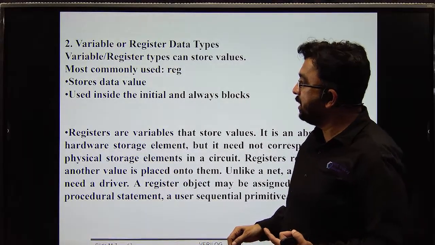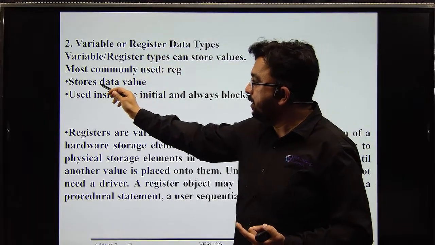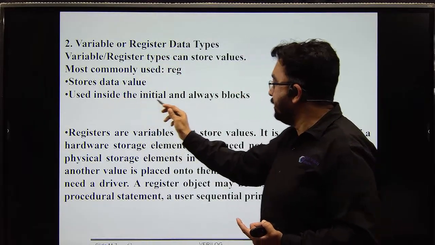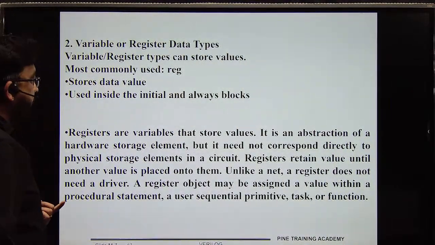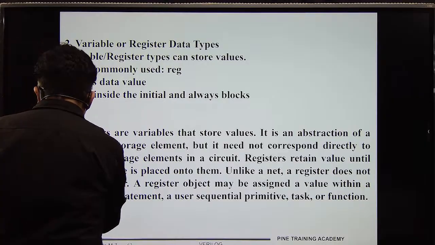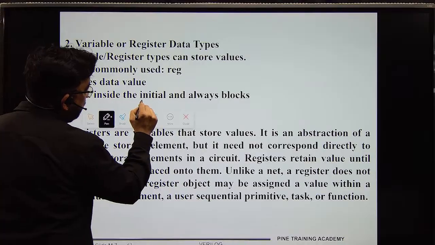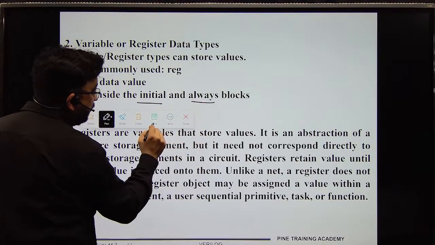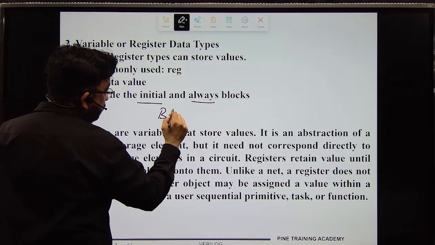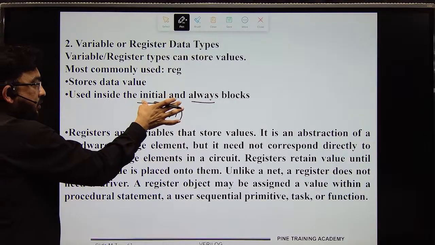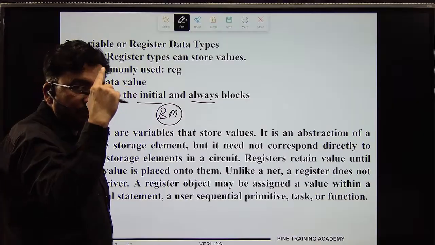So what does a register do here, or what does the variable do here? It stores a data value and is used inside the initial and always blocks. Team members may not be aware of initial and always. These initial and always are basically used inside behavior modeling. These two are the two different blocks used in behavior modeling.